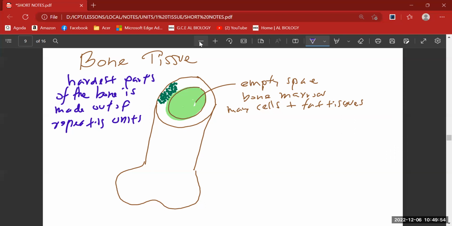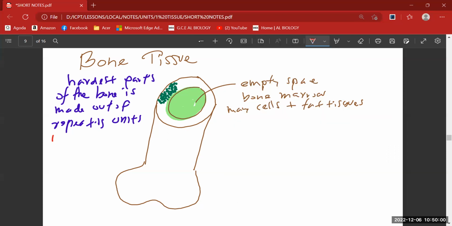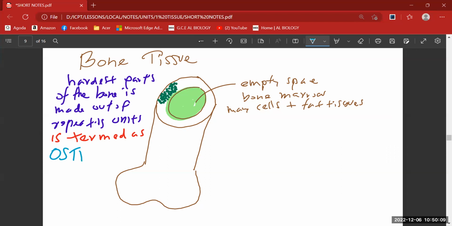The hardest part of the bone is made out of repeating units termed as osteon. This is termed as osteon. So this repeating unit is made out of osteon.